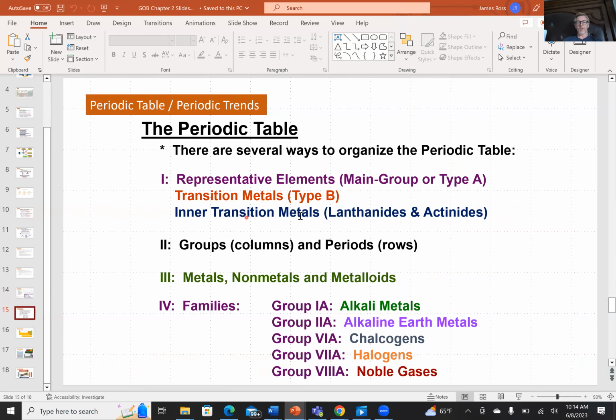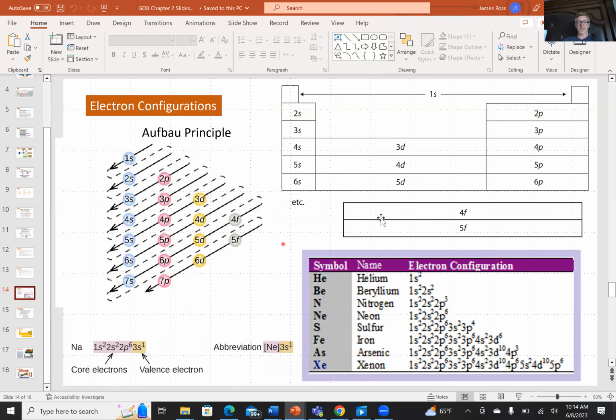Okay, you also have the inner transition metals, the lanthanides and the actinides. This is the F block, which is down here.